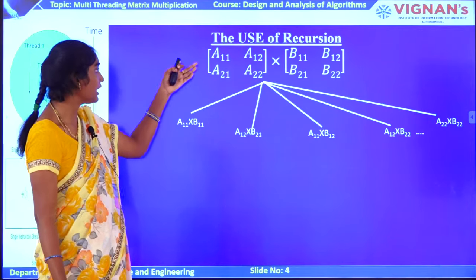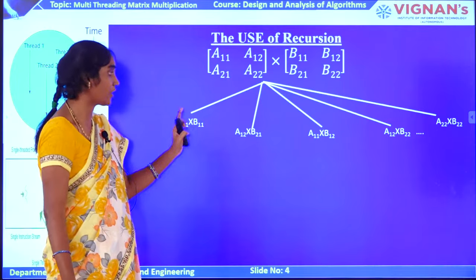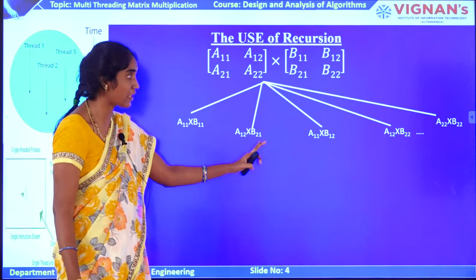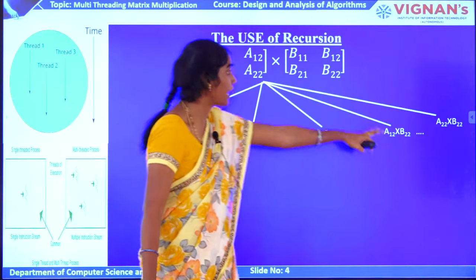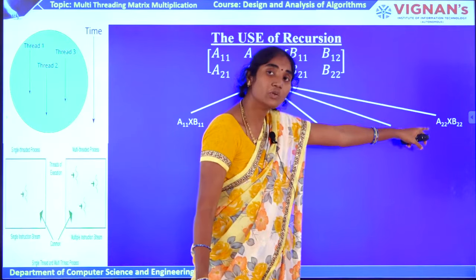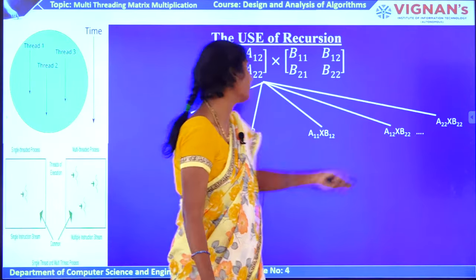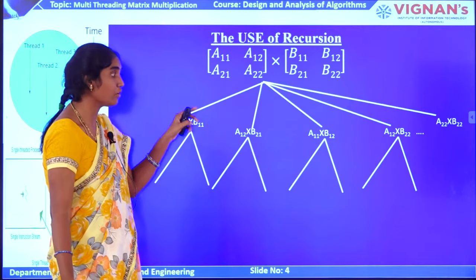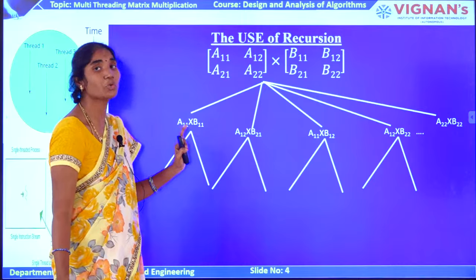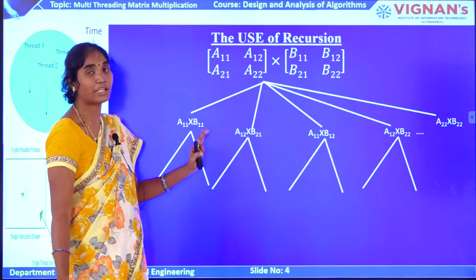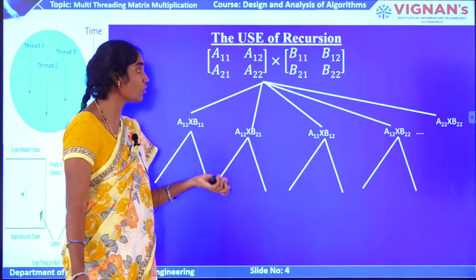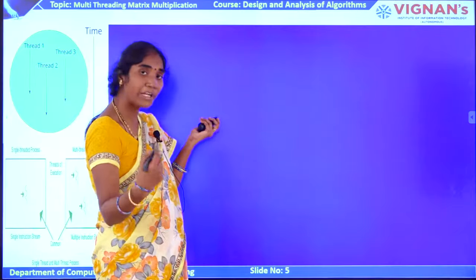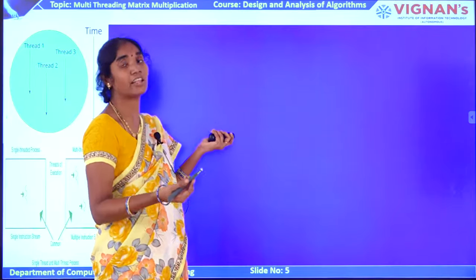So here A11 into B11 is one of the terms, A12 into B21 is one of the terms, right. So likewise I have 8 terms, and the last term is A22 into B22, right. Here each term I am going to divide into two terms, one is C and the other one is T. By taking those two terms, I am rewriting the algorithm once again.